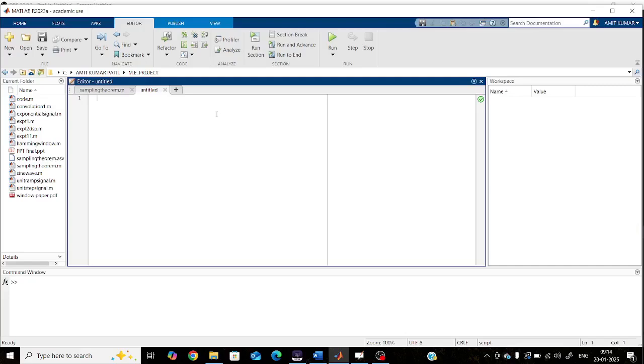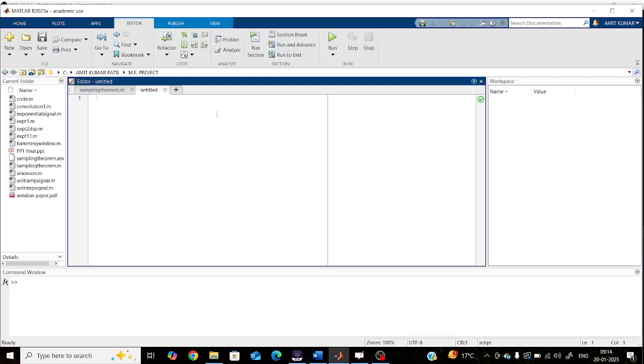Okay, so let's come to the program for the verification of sampling theorem. Here we will do the programming in 4 steps. First step, we will generate the continuous time signal. In the second step, we will generate a signal when the sampling frequency is less than twice the maximum frequency. Next case, sampling frequency equal to twice the maximum frequency, and last case, sampling frequency is greater than twice the maximum frequency of the signal.